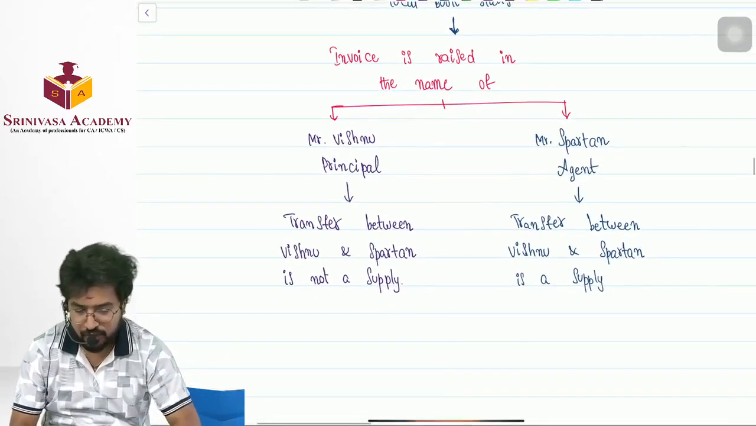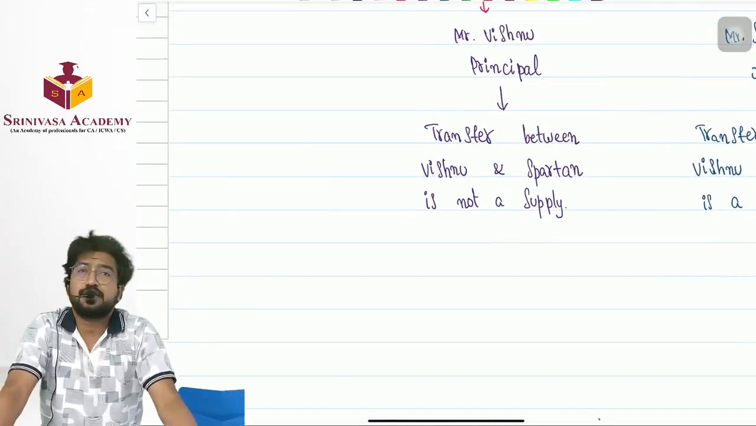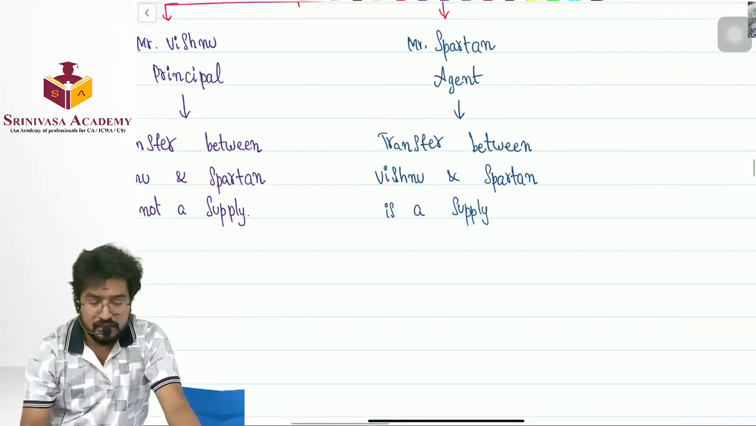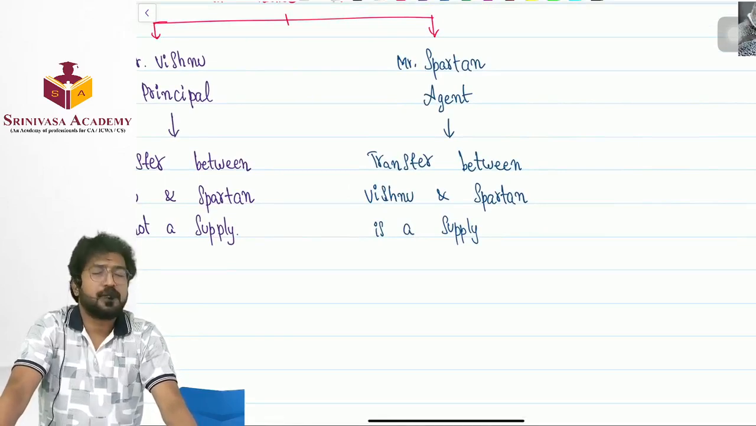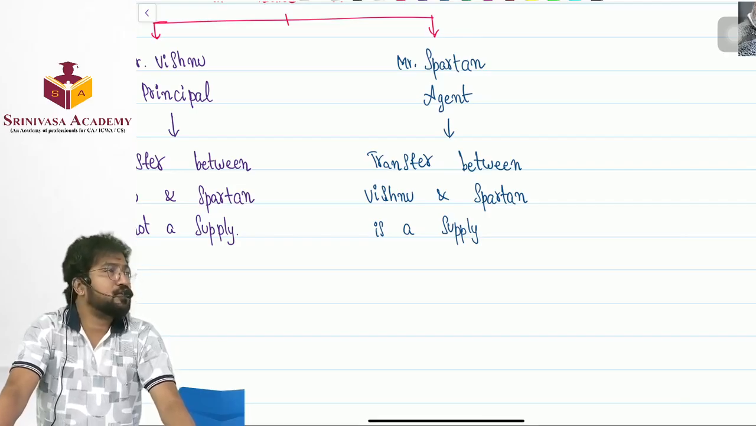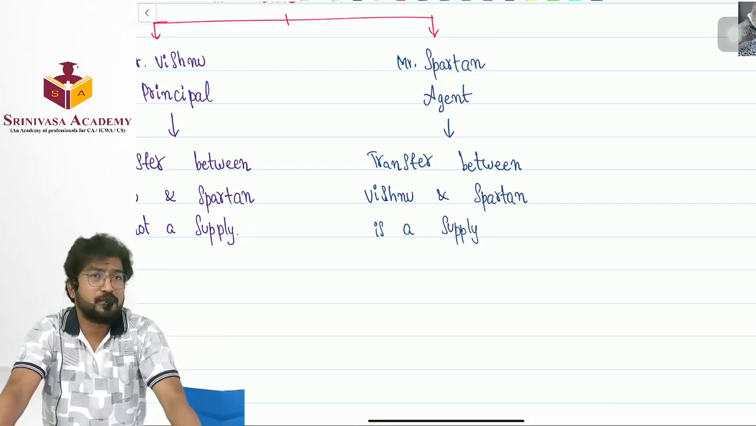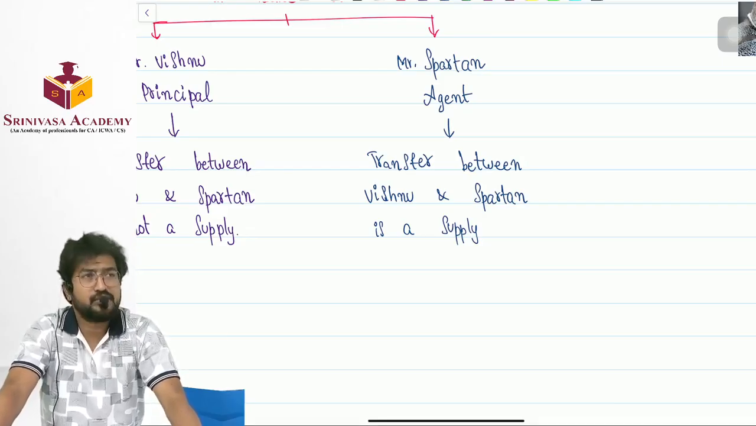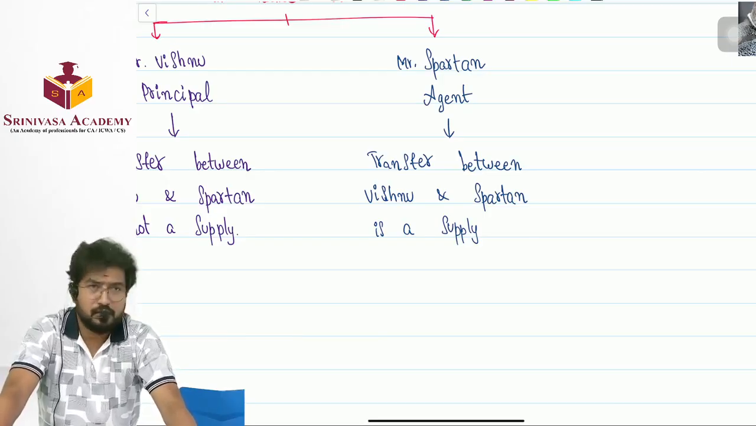If the invoice is raised in the name of Vishnu, the principal himself, then the transaction between Vishnu and Spartan is not a supply. If the invoice is raised by Spartan, then the transaction between Vishnu and Spartan is supply. Between principal and agent, is it supply or not? The answer depends on who is raising the invoice to the final customer. Who should raise the invoice to the final customer to call it supply? Agent. Am I clear? I repeat, principal and agent, goods are supplied without consideration. Is it supply or not?